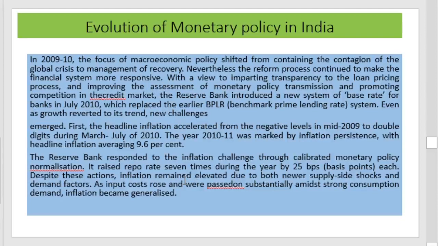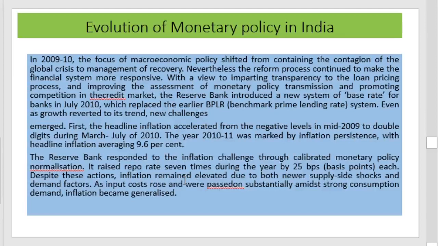It raised the repo rate 7 times during the year by 25 basis points each. Despite this action, inflation remained elevated due to both newer supply side shocks and demand factors.